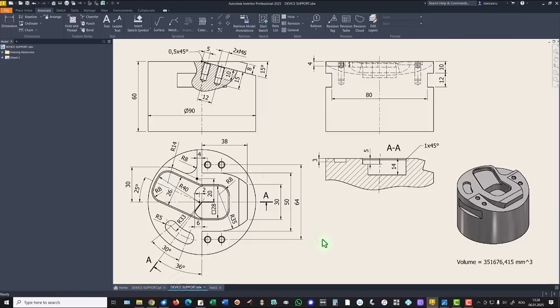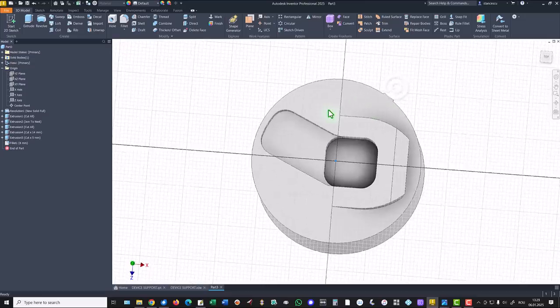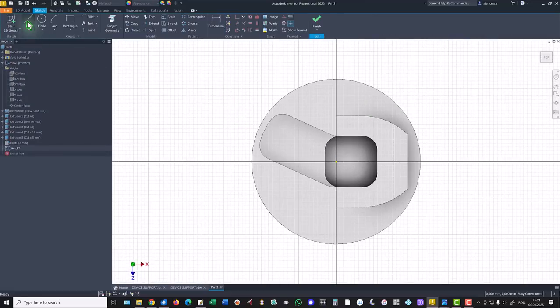We move to another cut, this one, with dimensions 30, 20, 4, radius 8, radius 14. This is the face for a new sketch. We draw a horizontal from the circle parallel to this and up.